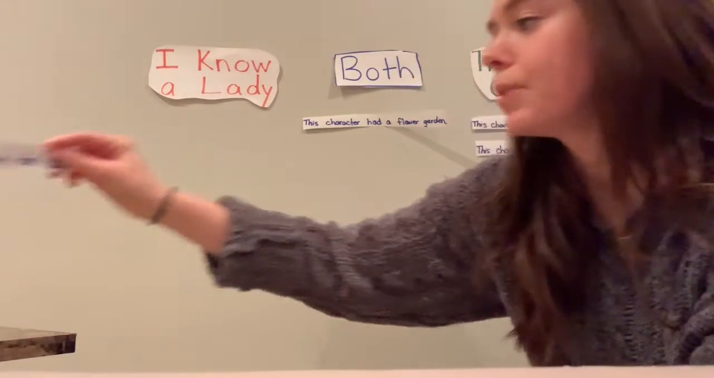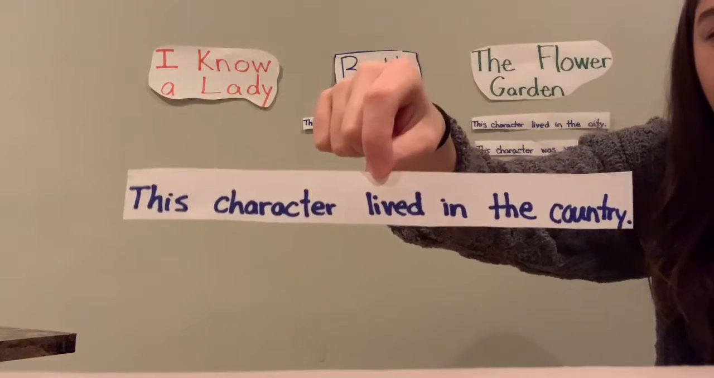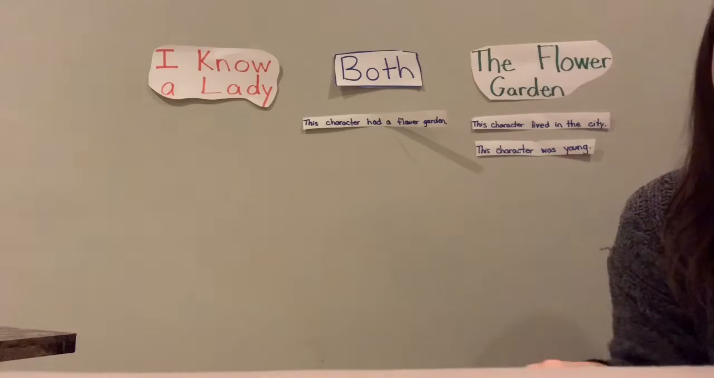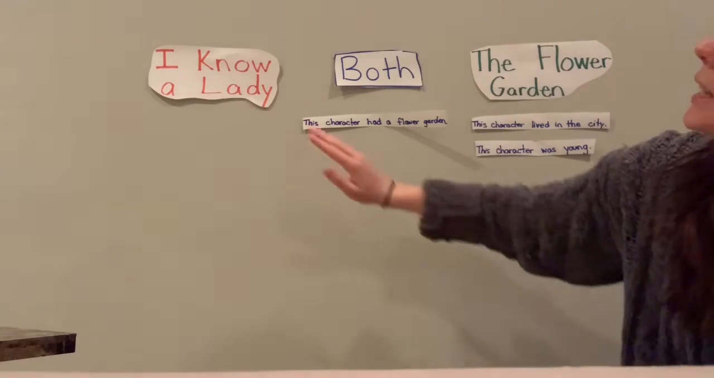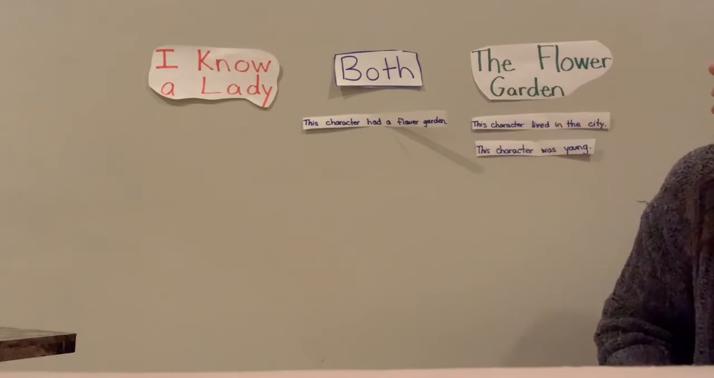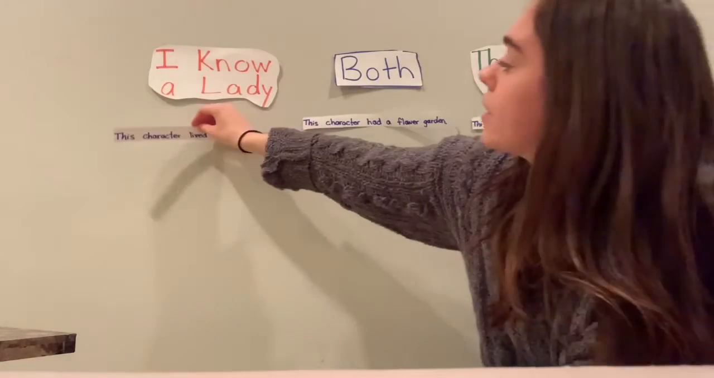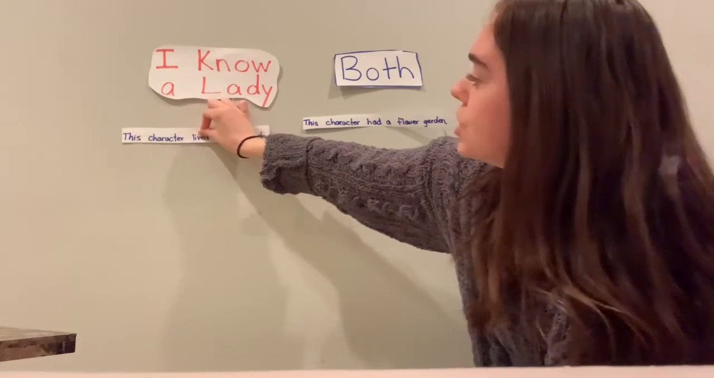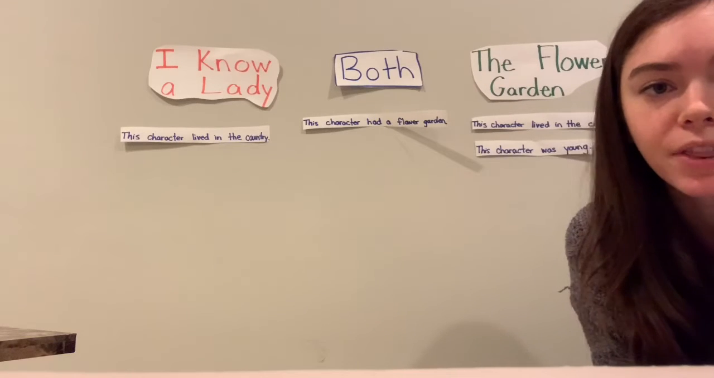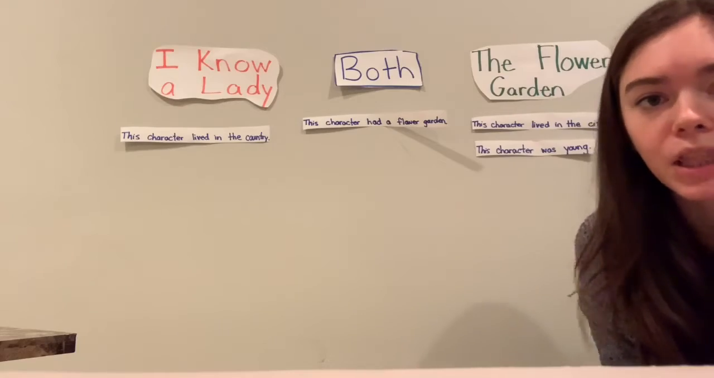All right, next up we have, this character lived in the country. Was it the old lady from I Know a Lady? Was it the little girl from the Flower Garden? It was the old lady. Good job. She lived in the country, which is why she was planting her flowers in the ground, because she had more space to plant her flowers in the ground.